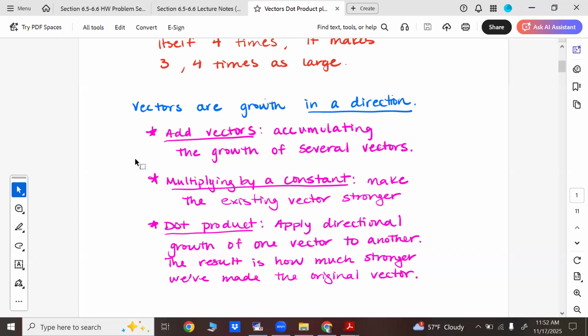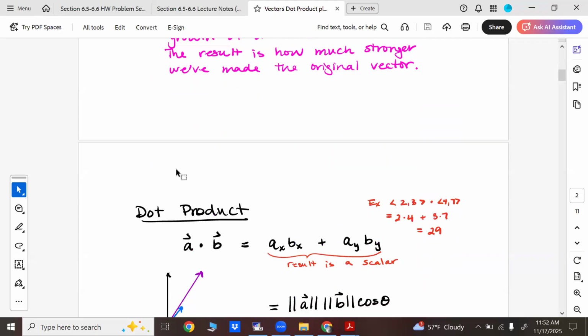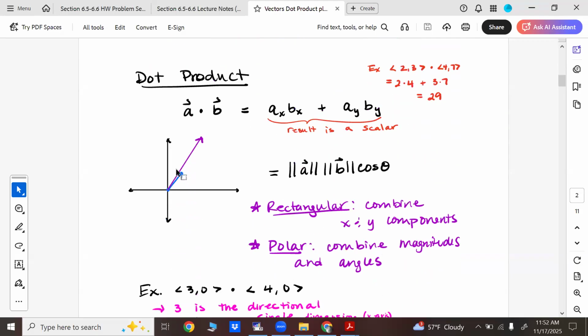Now, adding vectors can hurt each other, right? Because when you add, what if the wind is going against you? Then that could reduce your magnitude or change your direction. This is a little different. So here's the dot product, and here's how it looks. It's a really simple calculation, by the way.